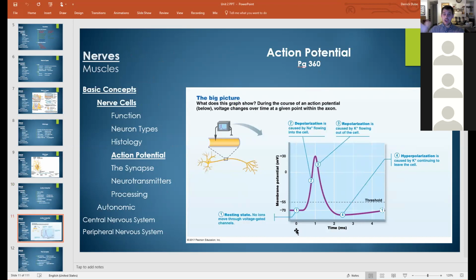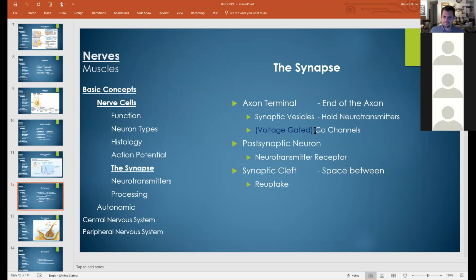The differences in ions, different levels, those are going to slowly level off. All right, using the sodium-potassium pump, which I think I get into here. Axon terminal. So just know what's going on here.